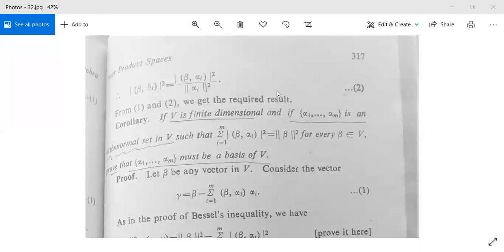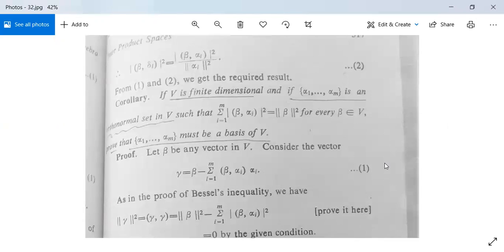Bessel's inequality के बाद हम लोग का आ जाता है कुछ corollary, देख लेते हैं इसको भी। If V is finite dimensional and if alpha 1, alpha 2, so on alpha m is an orthonormal set in V, such that summation i equal to 1 to m modulus of inner product beta alpha i square is equal to norm beta square for every beta in V, then prove that alpha 1, alpha 2, so on alpha m must be a basis of V. यानी हमको दिखाना है कि यह एक basis है with the given condition.